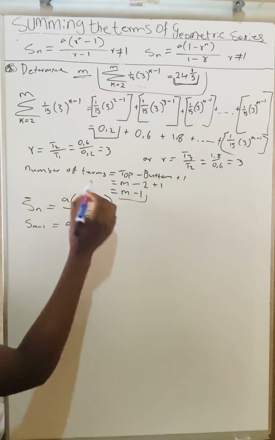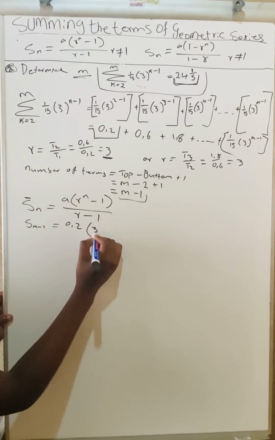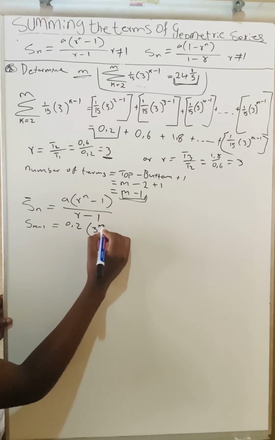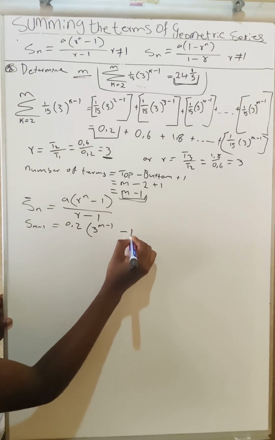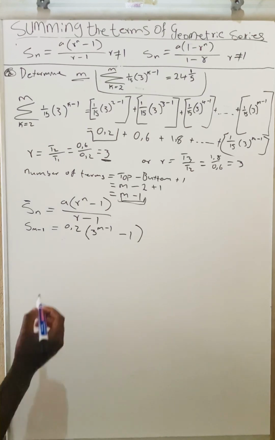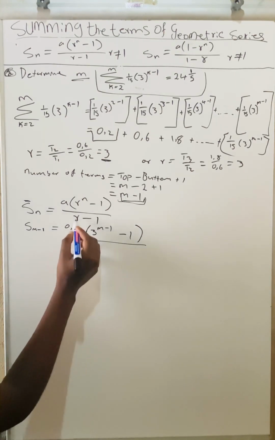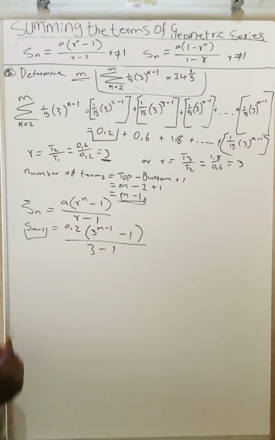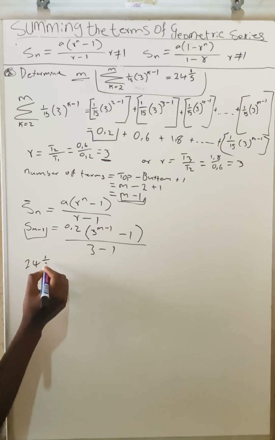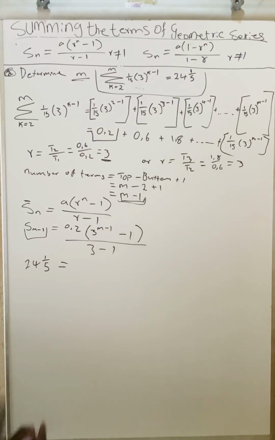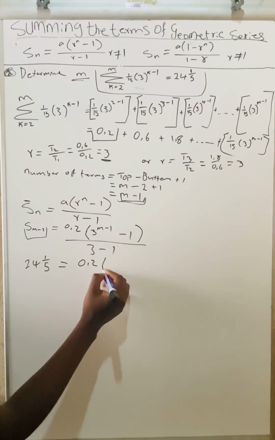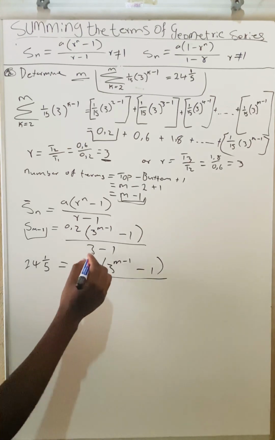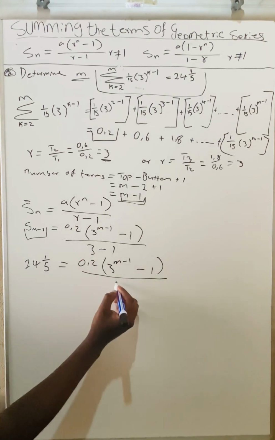Into brackets, what is your R? You found that your R is 3. Where you see m, you substitute with this. Then it becomes R to the power m minus 1, minus 1 again, close the bracket. Then we divide, we substitute R with 3 minus 1. And we already know this variable, we write 24.1 over 5, which is equal to 0.2 into brackets 3 to the power m minus 1, minus 1 again, divided by 3 minus 1, you get 2.